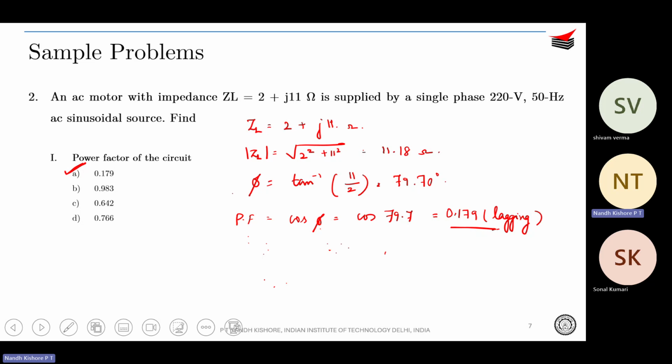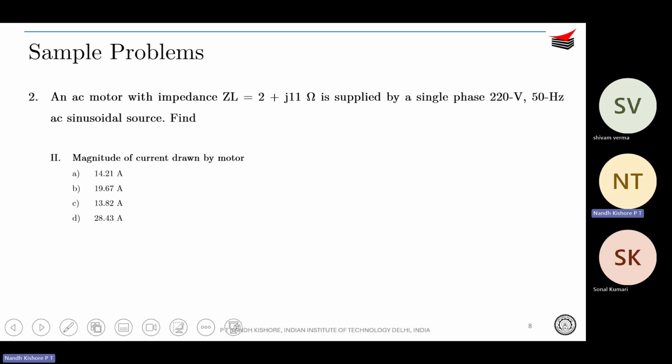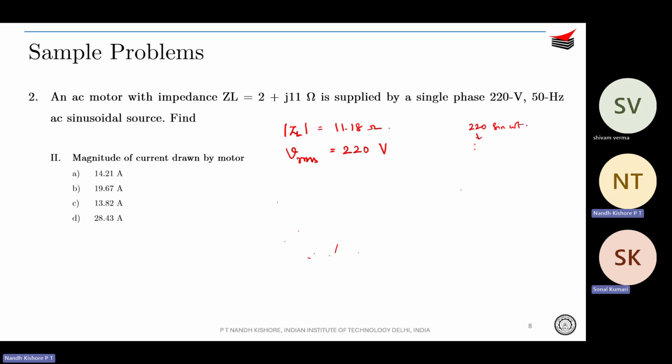The next question is find out the magnitude of current drawn by the motor. Simple. We know mod ZL from the previous slide, it is 11.18 ohms. They have given the source supply as VRMS, a single phase supply. Since they have given only the number, you should take it as RMS. Only if they give 220 sine omega t, then 220 refers to the peak value. But if they give 220 volts, it refers to the RMS value. Note this.